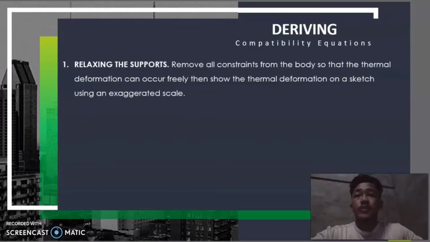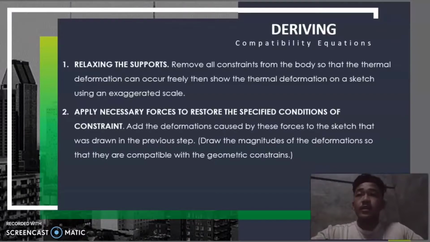Tangtangon na to ang mga supports like fixed supports or walls na gapugong sa iya to deform, and then show the body or the material deforming freely. Second, since naka-deform na ang body, ato dayong ibalik ang support, and then we apply necessary forces that opposes to the elongation or contraction para ma-attach balik sa support if mabinat or ma-contract.